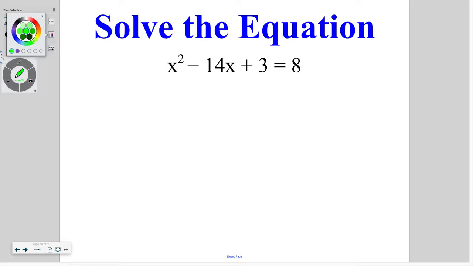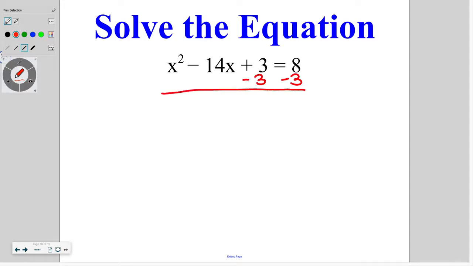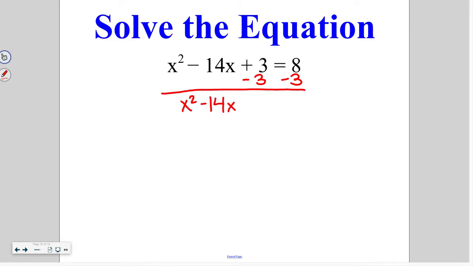With this example, we do not have x squared and x by themselves, so we are going to need to subtract 3 from both sides to start the problem. The only thing that can be on this side of the equation is x's, and all of the numbers have to be on the other side. Going to go ahead and complete my square, so half of -14 is -7.